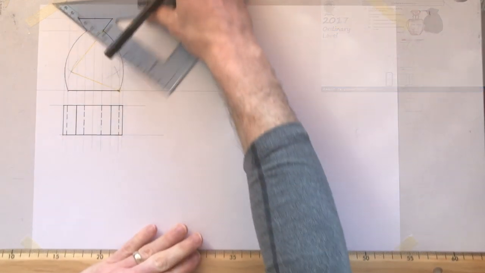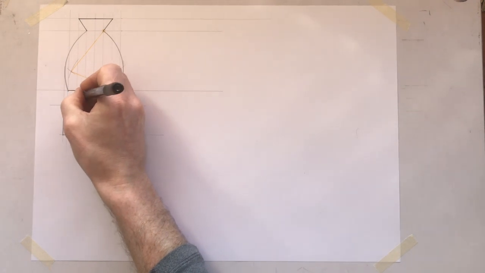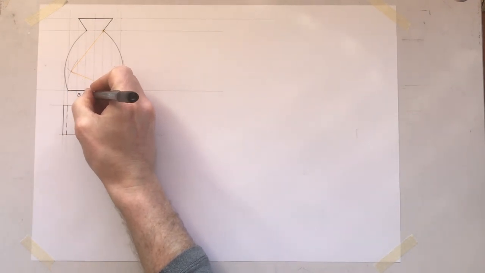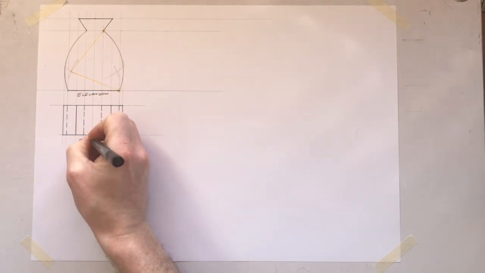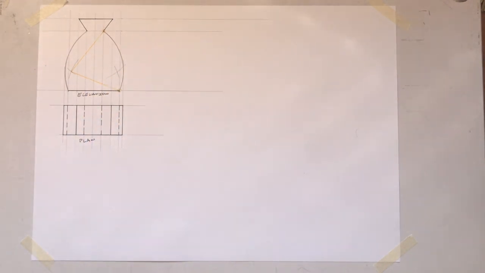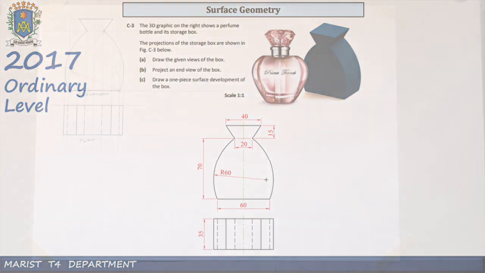Now that we've that done, we have the elevation and plan done. So we'll just mark off those. So the elevation and the plan. And with that, we've got part A of the question fully complete. We can then move on to the second part of the question, part B, where it asks for an end view of the perfume bottle.